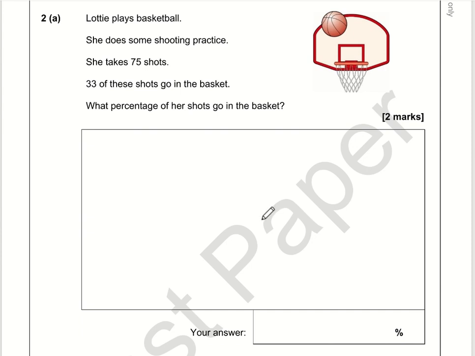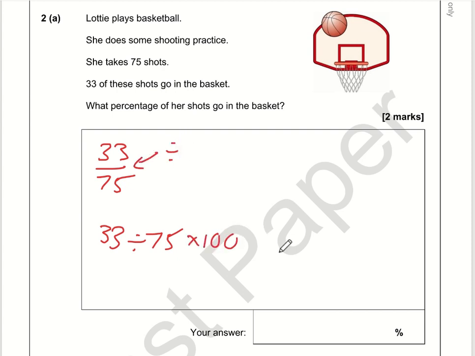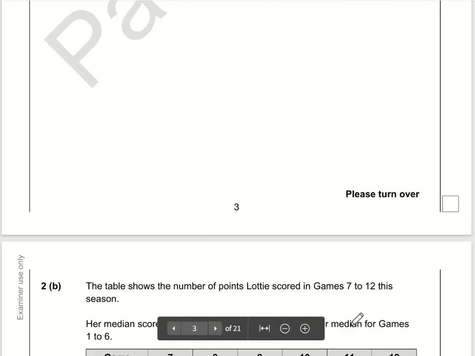So we need to know what percentage of her shots go in the basket. Well, we know she takes 75 and 33 go in, so let's write that as a fraction. That is 33 out of 75. Now to turn a fraction into a percentage, it's top divided by bottom. Remember, this line of a fraction means divide, multiplied by 100, and 33 divided by 75 multiplied by 100 is 44, so the answer is 44%.